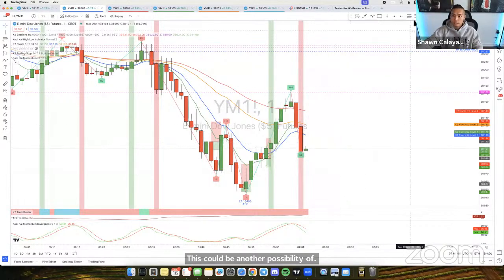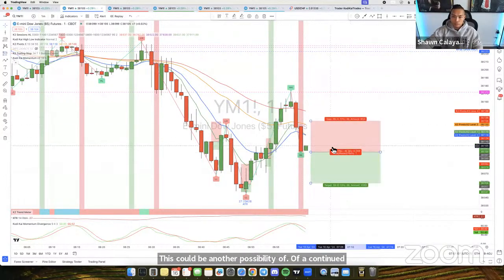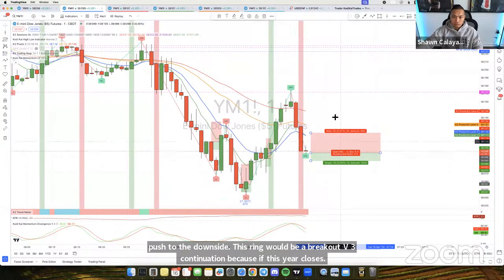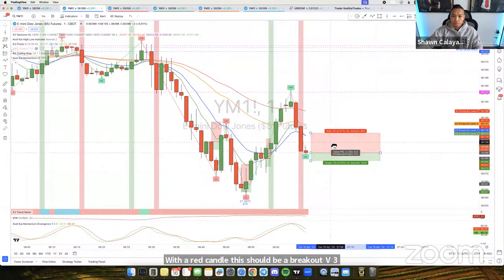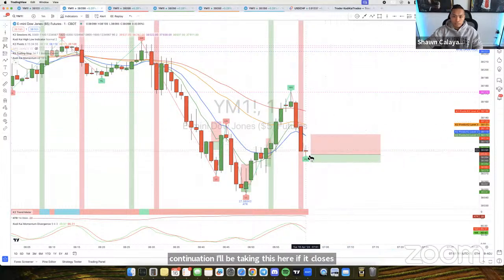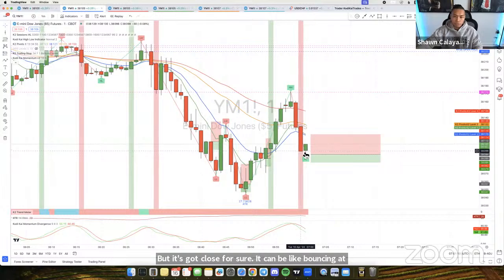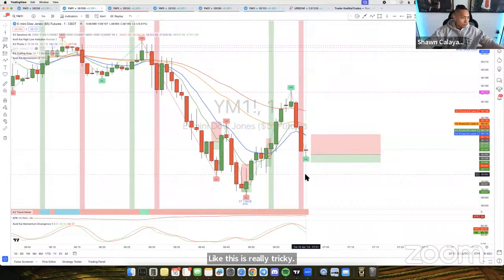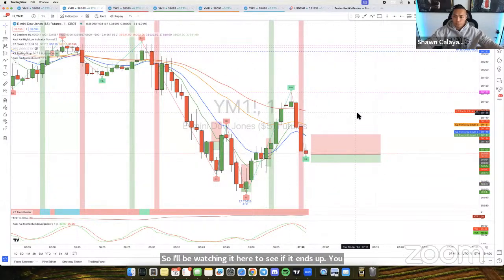This right here would be a breakout B3 continuation, guys. If this closes with a red candle, this would be a breakout B3 continuation. I'll be taking this if it closes. But it's got to close for sure. It can't be bouncing at the last second, like how it's been closing. This is really tricky if it changes back and forth like that. So I'll be watching to see if it ends up closing red. For sure want to make sure it closes red though.